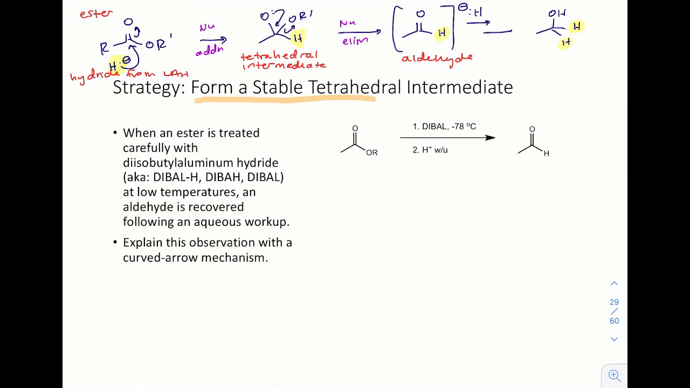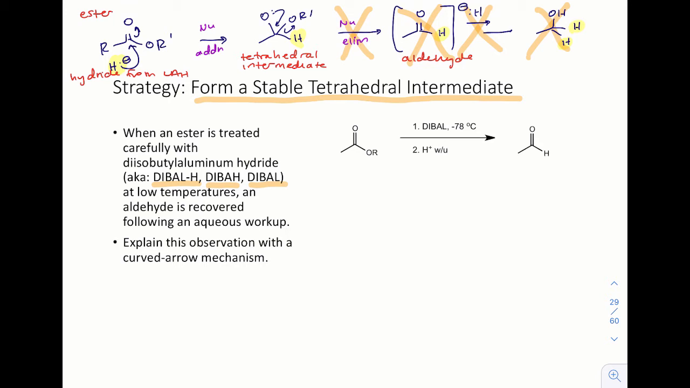The strategy is to form a stable tetrahedral intermediate. If the tetrahedral intermediate resulting from nucleophile addition of hydride to the ester does not collapse, if this can be avoided, the nucleophilic elimination can be avoided, then no aldehyde will be formed and no further reduction will occur. Now, there is a reagent that allows this transformation to occur. So when an ester is carefully treated with diisobutyl aluminum hydride, which goes by several acronyms, dibal-H, diba, and dibal, at low temperatures, an aldehyde is recovered following an aqueous acidic workup.